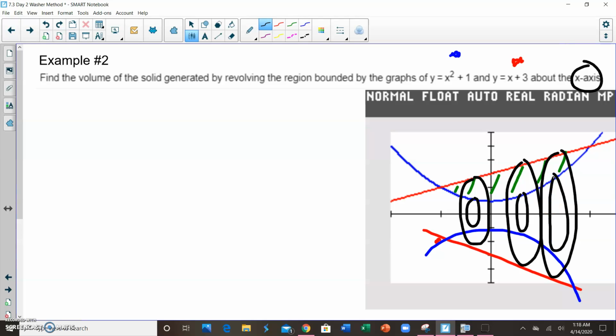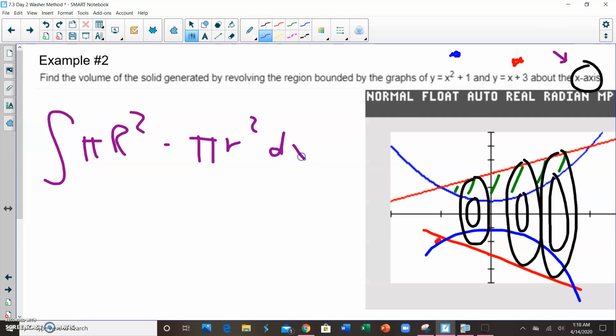So what the integration does is it adds up all these washers from here where it meets, all the way over to here where it meets. So these two points are super important, this one right here and this one right there, because that is where the washers meet. All right, so we're going to integrate pi big R squared minus pi little r squared every single time. Because it's the x-axis, this is going to be a dx. For every single washer problem, whenever there's a hole, we always use that.